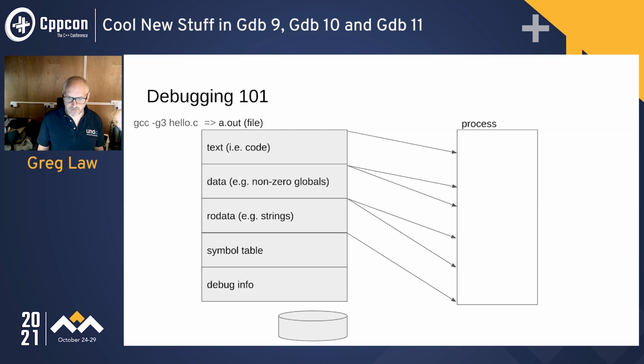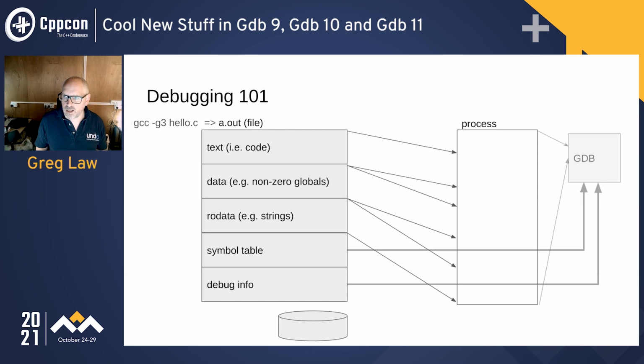But when I'm running the debugger, GDB in this case, it's going to access all of the process memory. So when it wants to know what code is running and everything, it's just going to look at the process, because maybe it changed, right? Maybe I've got self-modifying code or whatever. So it's not going to read the program contents from the file, but it is going to read the symbol table and it is going to read debug info straight out of the a.out file, right? Because that isn't in memory.